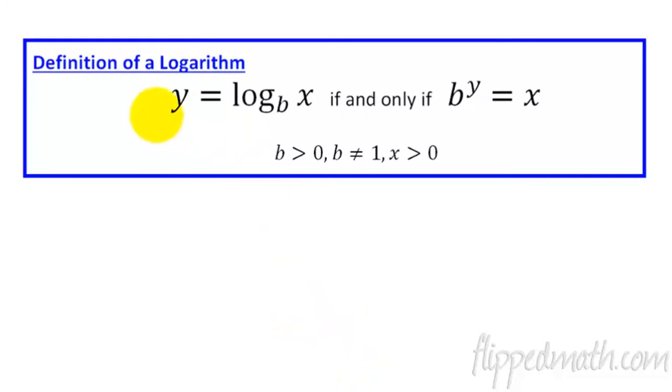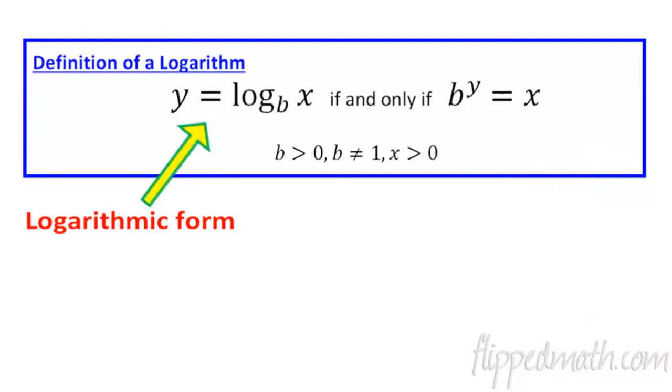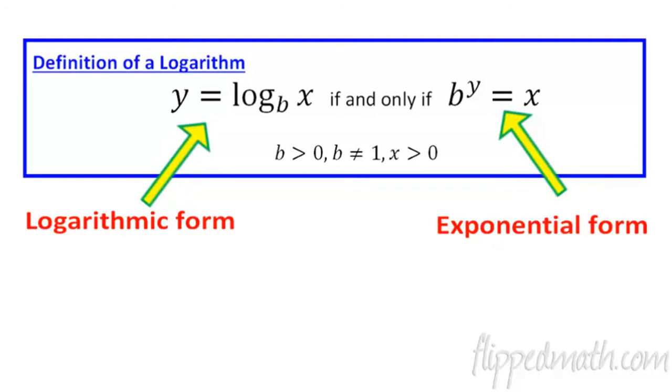So here we have this. y equals log base b of x if and only if b raised to the y equals x. Okay, this is a lot of information to take down here. This one on the left is what we call logarithmic form, and the one on the right is exponential form. So make sure you get that written down.